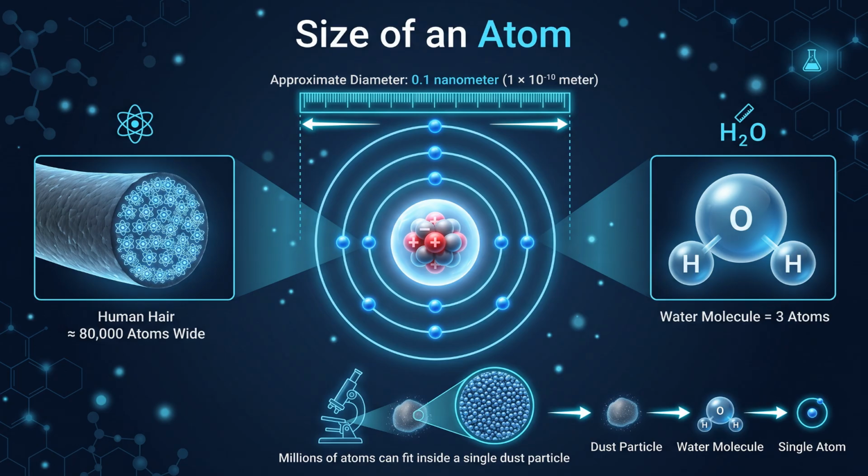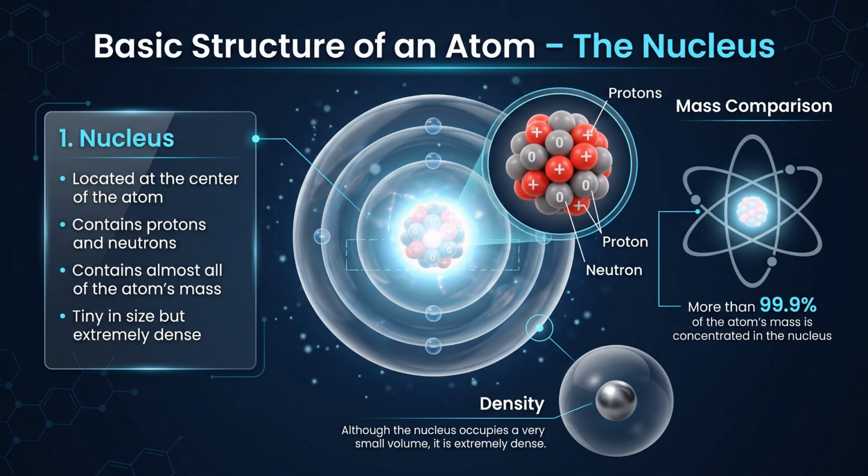A single water molecule, H2O, is made of exactly 3 atoms: 1 oxygen and 2 hydrogens. This perfectly illustrates that while molecules are the tiny building blocks of the water we drink, the atom remains the absolute smallest fundamental unit. By comparing atoms to everyday objects like hair and dust, we can truly appreciate the invisible scale of chemistry.